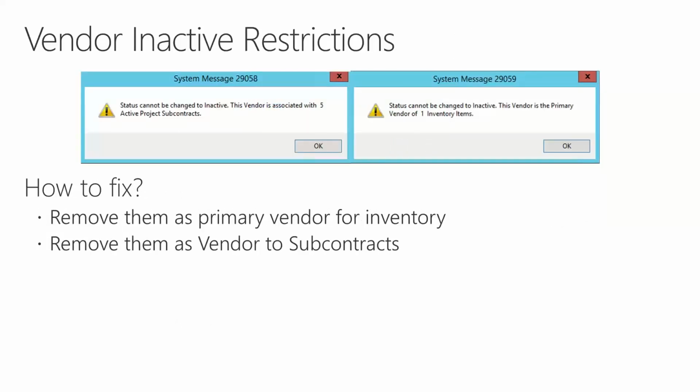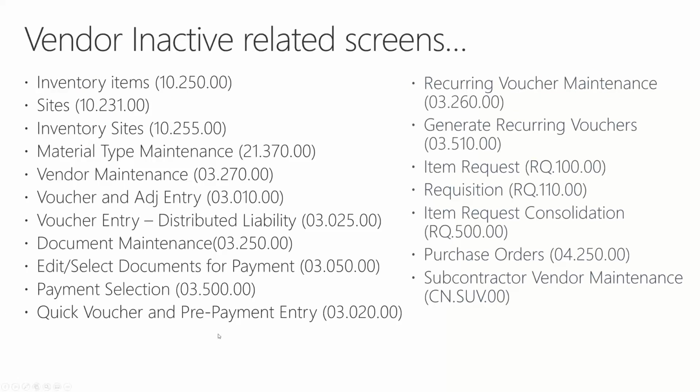Now, there are some cases where we won't let you make them inactive. It's very limited, but basically, if you're using inventory and you've set up a vendor to be a primary vendor for an inventory item, we're not going to let you get rid of them unless you remove them from the inventory. Or you need to remove them if you had them as a vendor on subcontracts. That's going to really mess things up, so you need to think about that before you make them inactive. Where does this change? Just a few places. All of these different screens inside of Dynamics SL will react to you making them inactive.